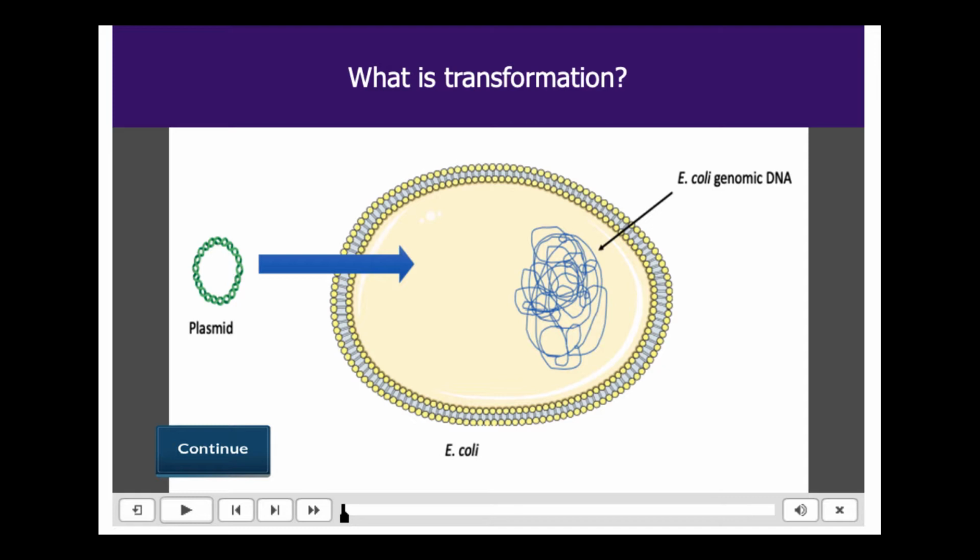Transformation is when a circular piece of DNA, called a plasmid, enters a bacterial cell. The plasmids that we are using remain exogenous. This means that they do not incorporate into the bacterial genome. They remain separate within the bacteria.